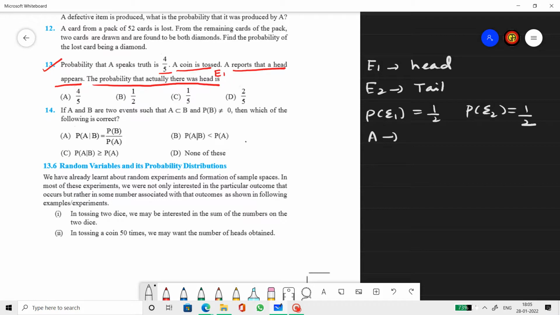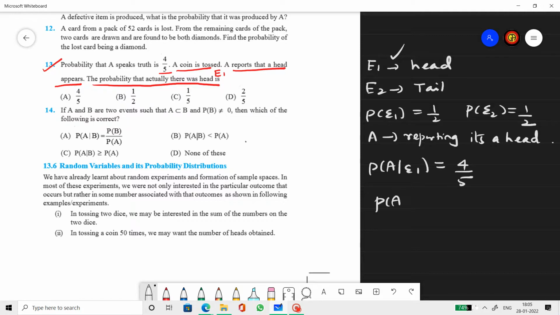Let A be the event where A reports it's a head. So A given E1, meaning A reports it's a head after getting head. Because E1 is the event of getting head and now A says it's a head, which means A speaks the truth. So therefore the chance of A speaking the truth is 4 out of 5.